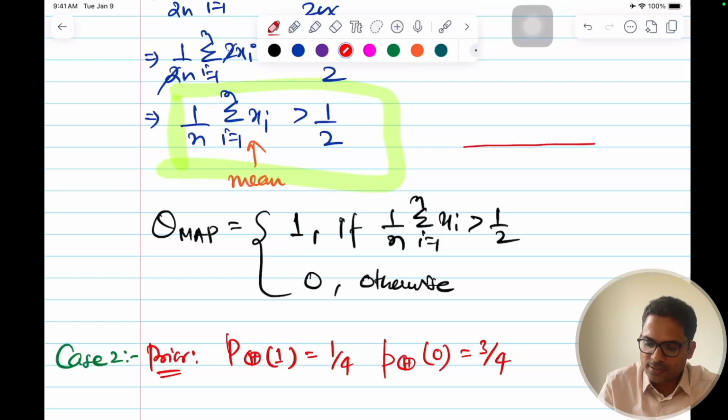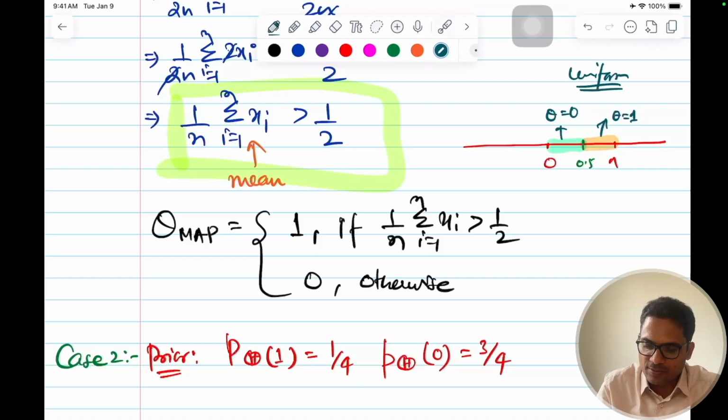That when priors are equal, for 0 and 1, there will be a 0.5 in the middle. So if my value is just greater than 0.5, it will become 1, and if it is less than 0.5, then this will become 0. So if my theta falls here, theta will become 0, and if it falls here, theta will become 1, where it was uniform.